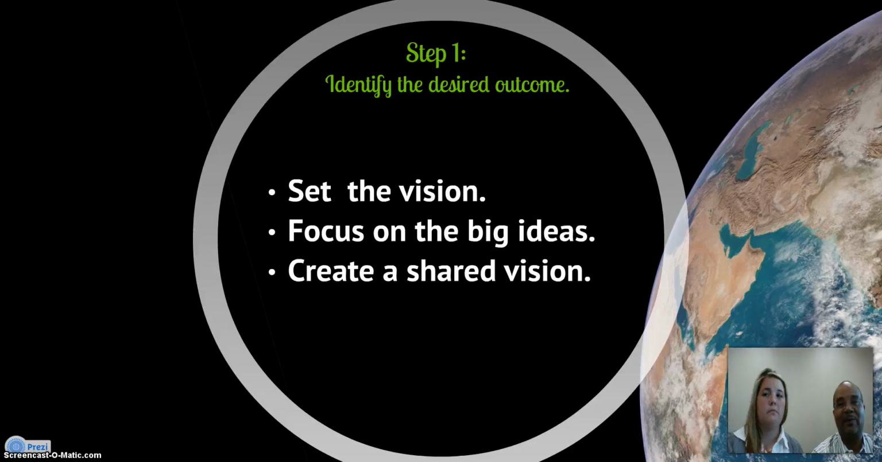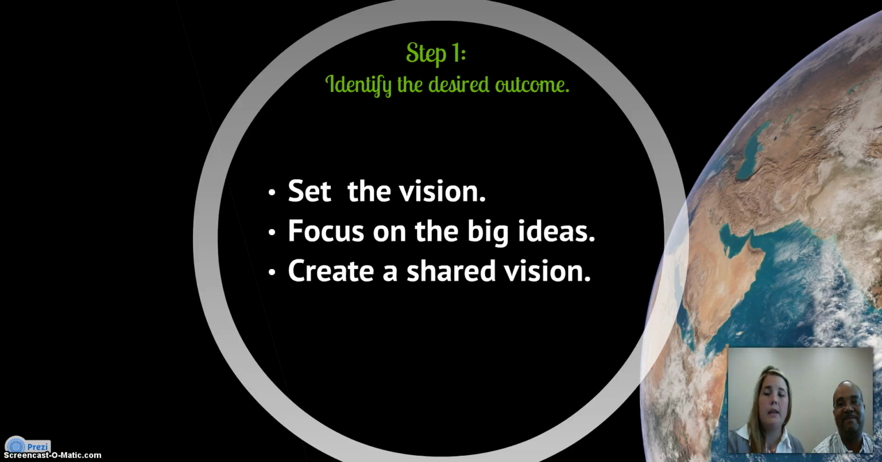The first step in backward design is to identify the desired outcome. Thankfully, Texas makes this step easy for us. The TEKS at each grade level are determined. Furthermore, most districts provide a scope and sequence which we must follow. Therefore, we know at any given time what concept should be taught. So to begin, we create a shared vision and focus on the big ideas. Again, this is the part that is provided, the TEKS.